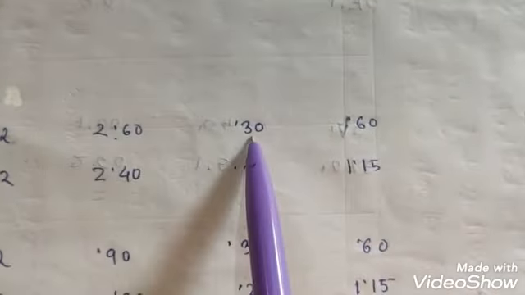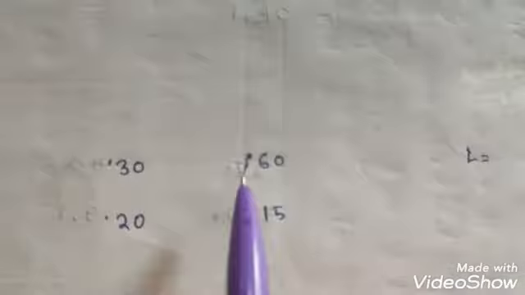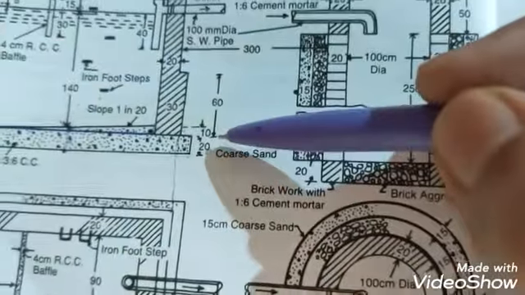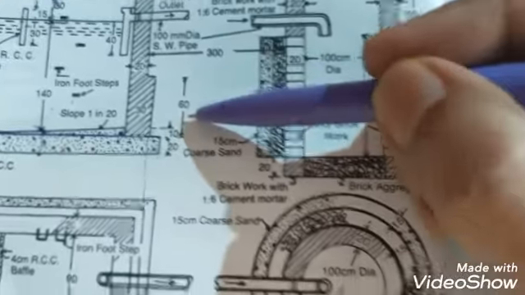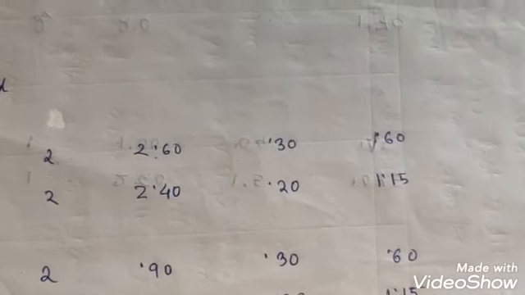And what is the breadth of the first step? 30 centimeter or 0.3 meter. And what is the height? It is 0.6 meter. It is given in the question. 0.6 meter height. So number into length into breadth into height, we can find out the quantity.